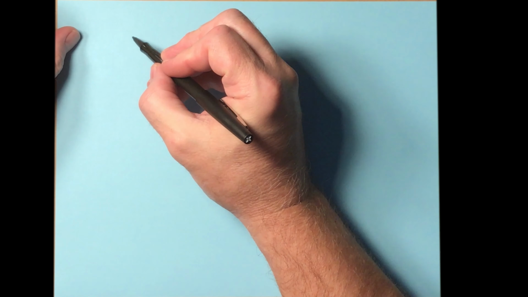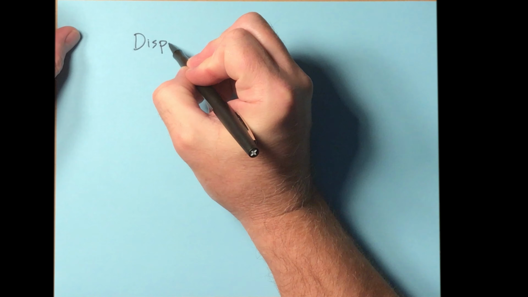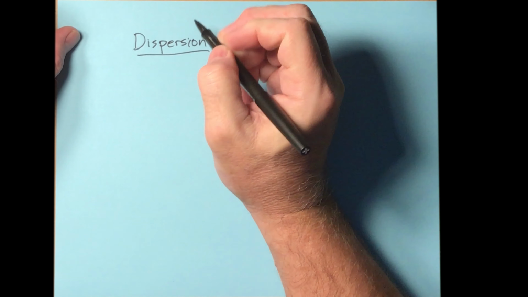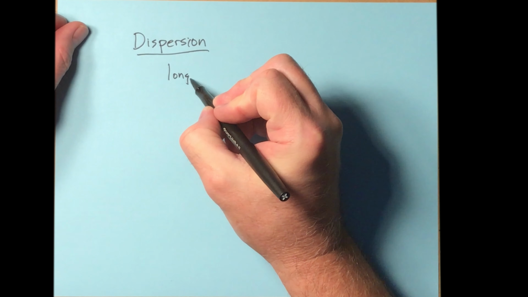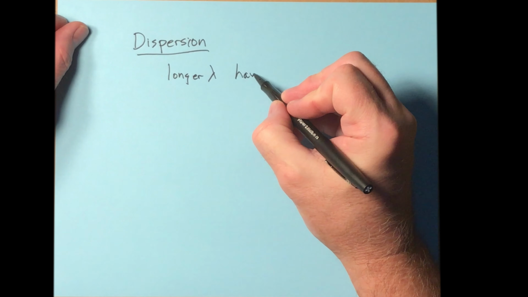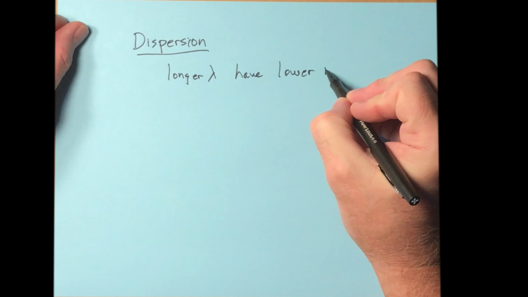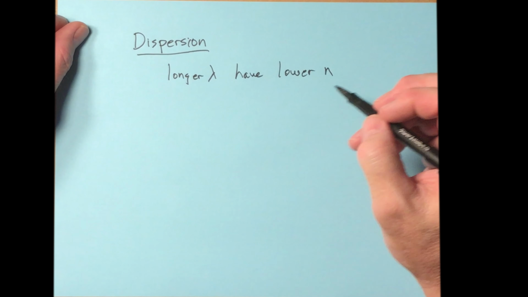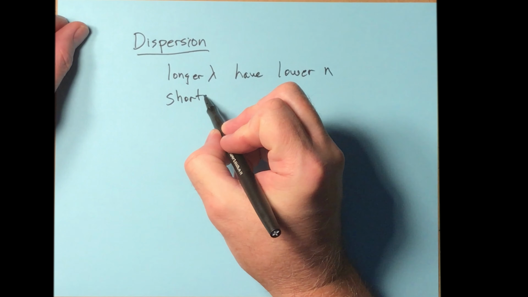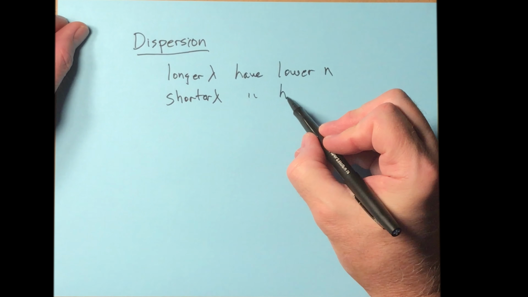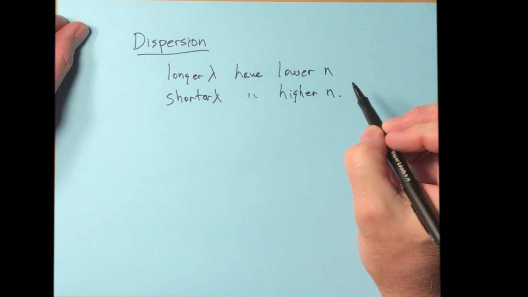Okay, now so far we have talked about light as if all wavelengths have the same index of refraction, but the problem is that's not true. That leads to something that we call dispersion. And dispersion is the idea that the index of refraction changes for different wavelengths, and it works this way. Longer wavelengths of light have lower indices of refraction, and shorter wavelengths have higher indices of refraction.